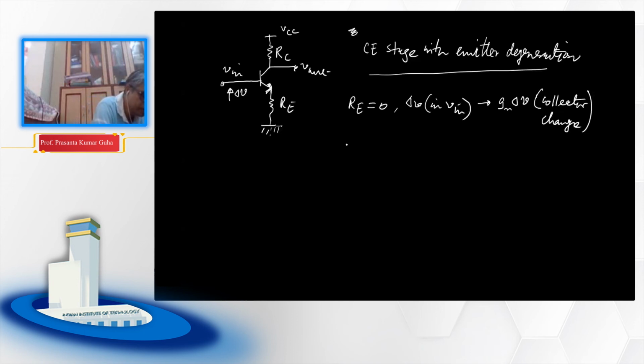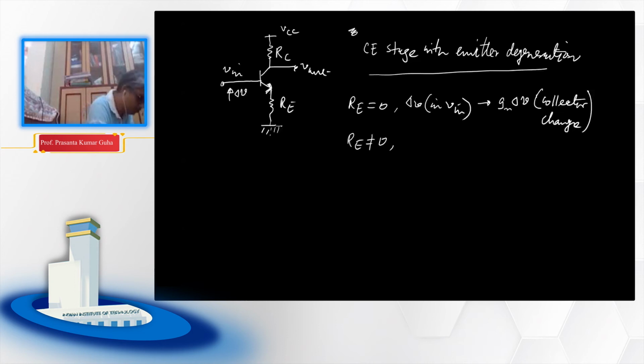then this delta V will not entirely change your VBE. Some part of this delta V will be across this RE as well. So that implies your gm delta V current change will be less, because this delta V is not changing your VBE. Some part of the delta V will be absorbed by this emitter resistance RE.